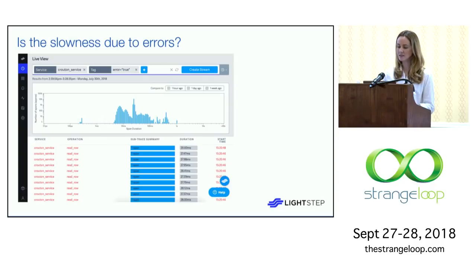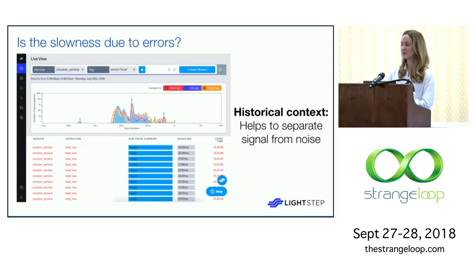And in this case, the thing that helped me decide whether my hypothesis was correct or not was getting sufficient context. Here, what I did is I enabled a bunch of context about what that histogram looked like at various times in the past, looking at it from an hour ago, a day ago, and a week ago. And in this case, what I could see is that these errors were actually normal. They've been occurring for a while.